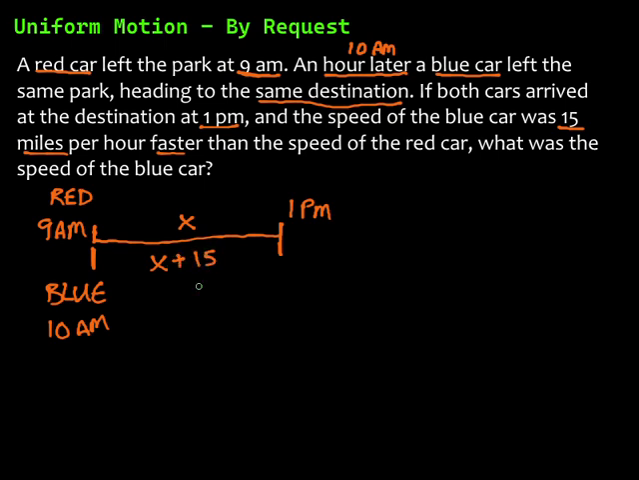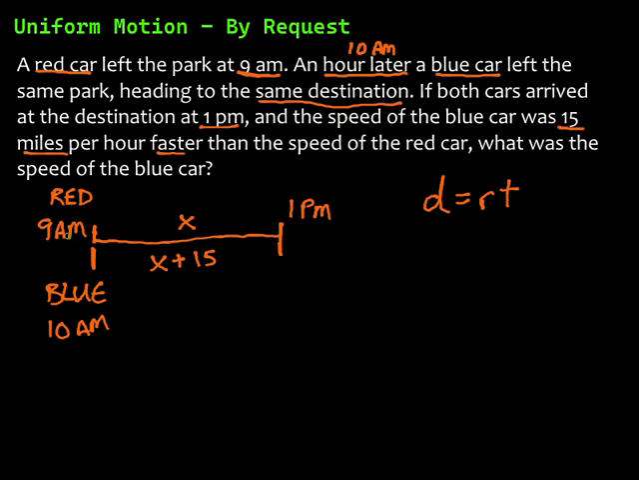Now, we're traveling and we're going over a distance. I think we've got the distance formula going on. Distance equals rate times time. We don't know what the distance is, but we do know that they both traveled the same distance. So that might be helpful for us. In fact, we do know the rate. We've got X for the red car and X plus 15 for the blue car.